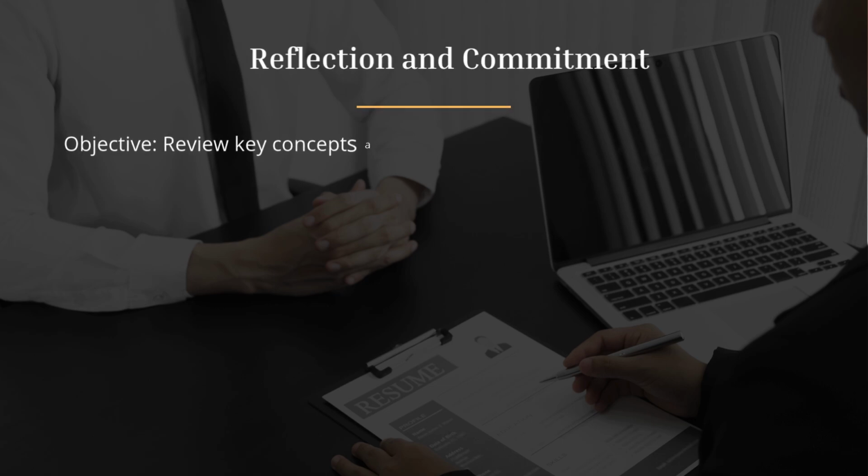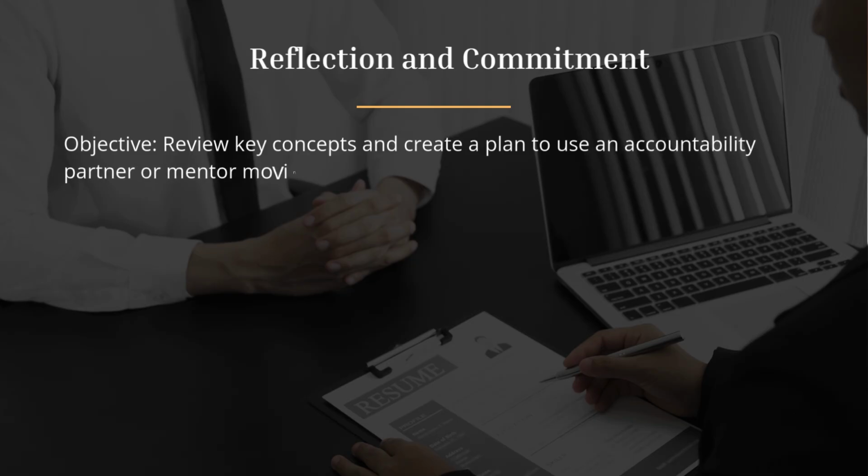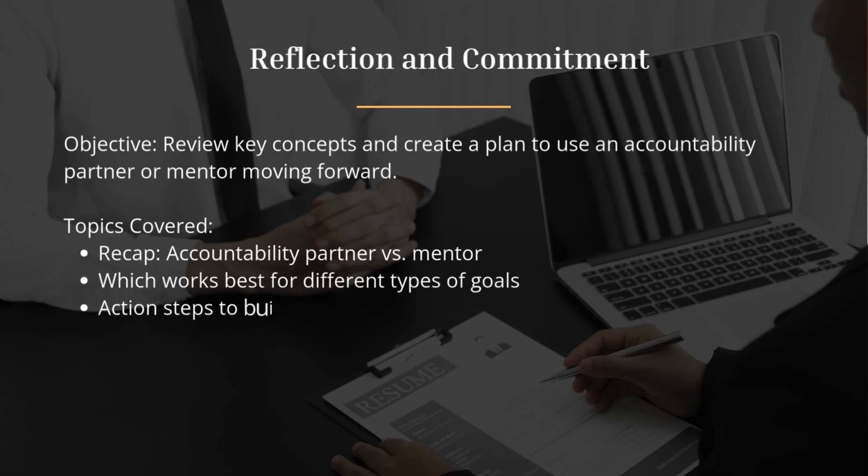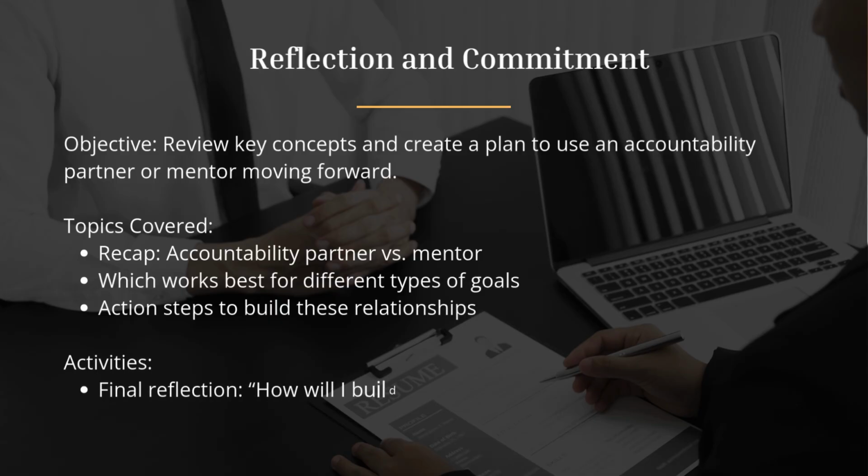Reflection and commitment. Objective: review key concepts and create a plan to use an accountability partner or mentor moving forward. Topics covered: recap, accountability partner versus mentor, and which works best for different types of goals. Action steps to build these relationships. Activities: final reflection: how will I build accountability into my life? Commitment statement: here's my next step to find a partner or mentor.